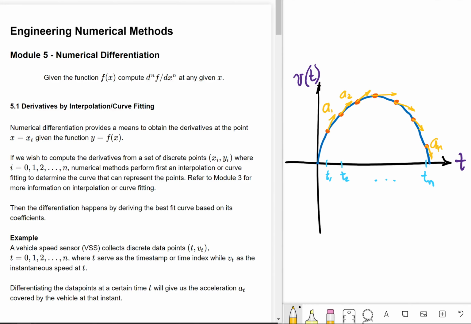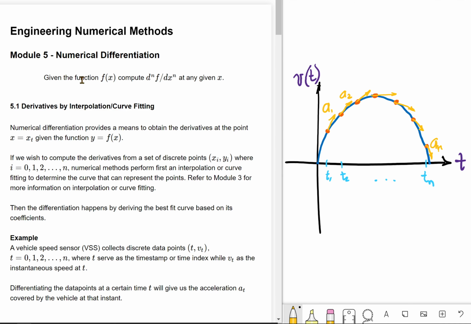Welcome to the Engineering Numerical Methods, Module number 5, Numerical Differentiation. So our goal in this video is to present to you the numerical method on differentiation. So the statement of the problem can be summarized into this statement.